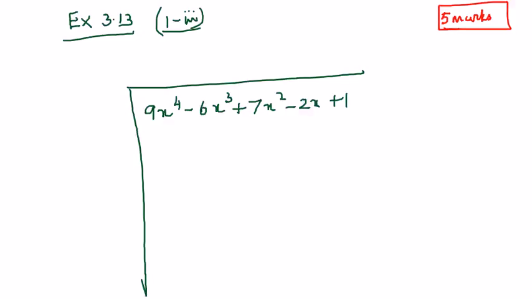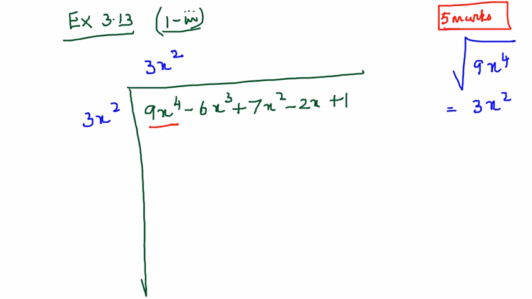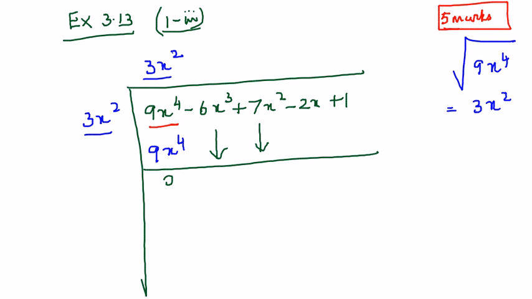So how to find the square root? The first step: you have to take the first term here and try to find the square root of that. The square root of 9x power 4 is straightforward. It is 3x squared. So you write 3x squared here and 3x squared here and multiply these two terms. You get 9x power 4. Now this I subtract, so it becomes 0. So I bring down the next two terms, minus 6x cube plus 7x squared.